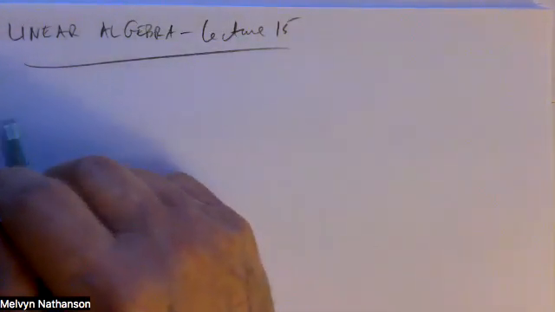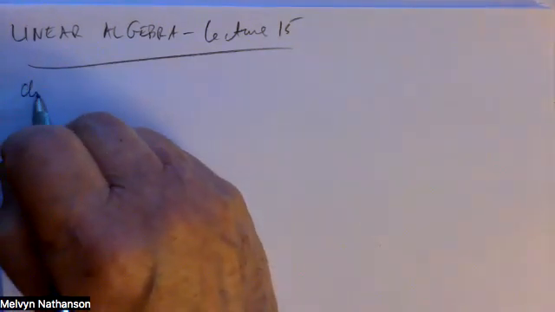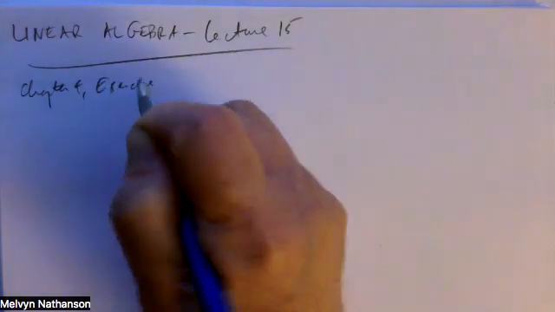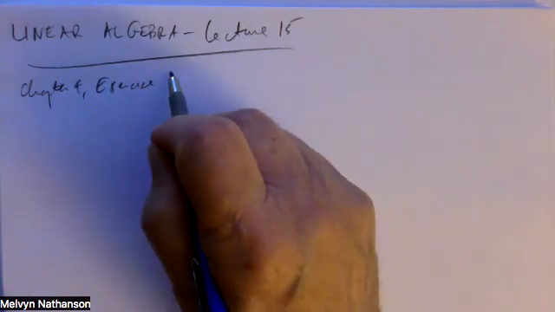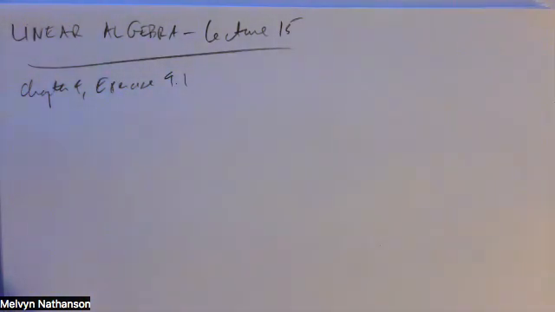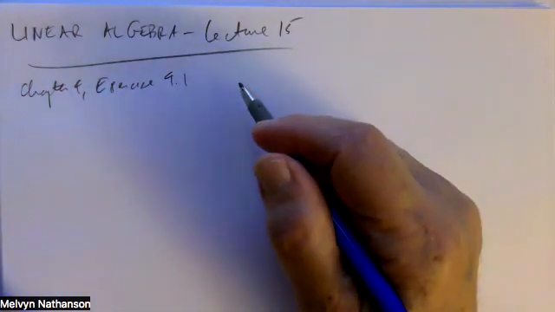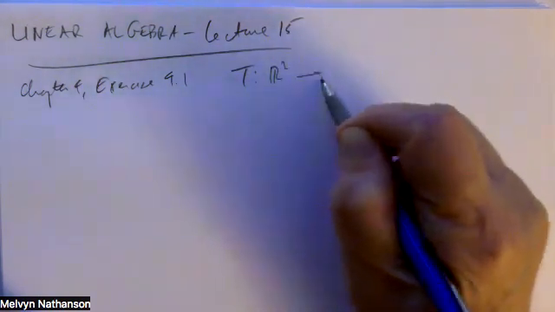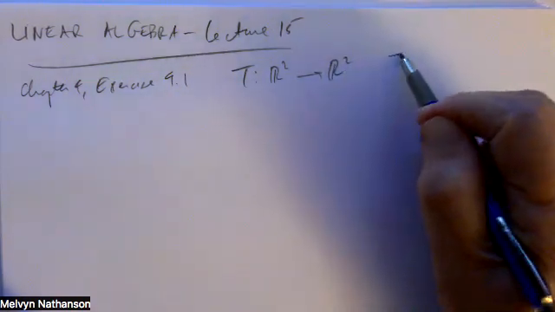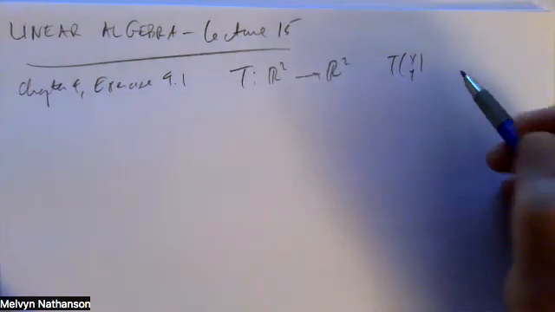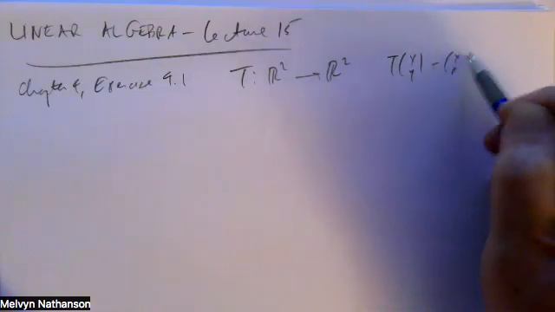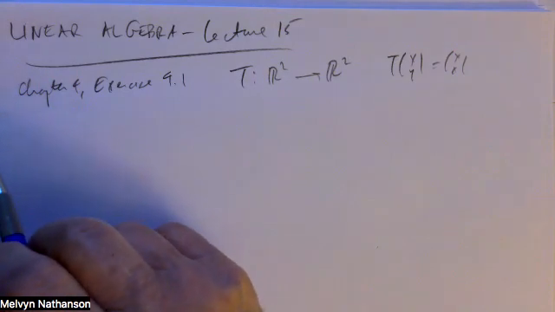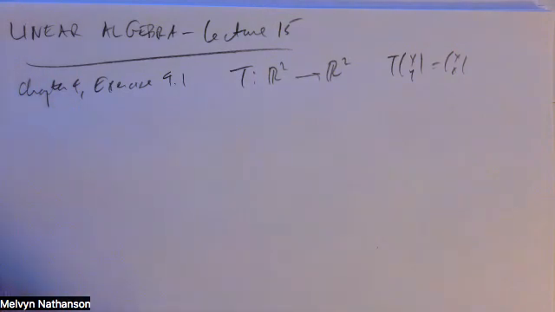So this is in chapter 4, exercise 4.1. So we have a function T from R2 to R2 defined by T applied to the vector (x, y) is the vector (x, x). And the first thing is to prove this is a linear transformation.